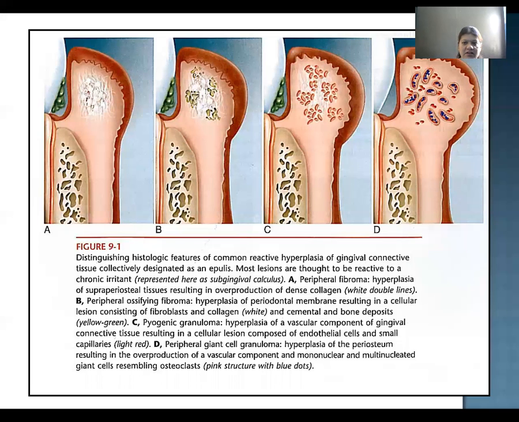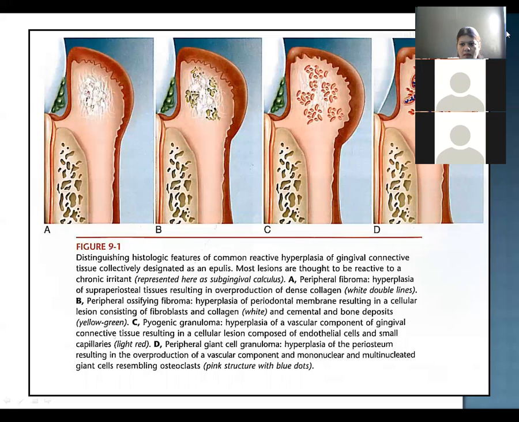And the last one is the pyogenic granuloma. Here, the hyperplasia of the vascular component of connective tissue results in a cellular lesion composed of endothelial cells and small capillaries. So, fibroma, peripheral giant cell granuloma, ossifying fibroma, and pyogenic granuloma.